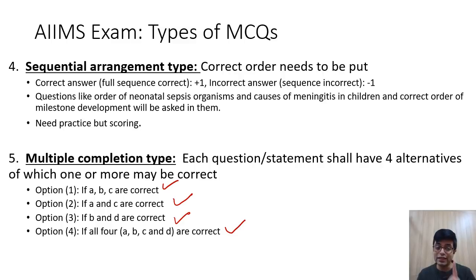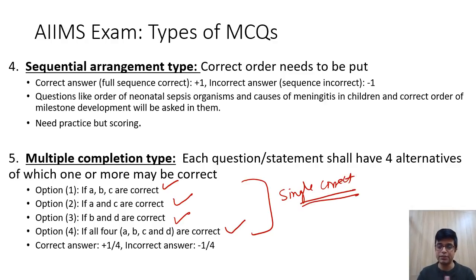But only a single correct option out of these should be marked. There will always be a single correct option. Examples of these, as I said, I will be taking up in the next video. I'm just giving a superficial bird's eye view. So correct answer plus 1 by 4, incorrect answer minus 1 by 4.